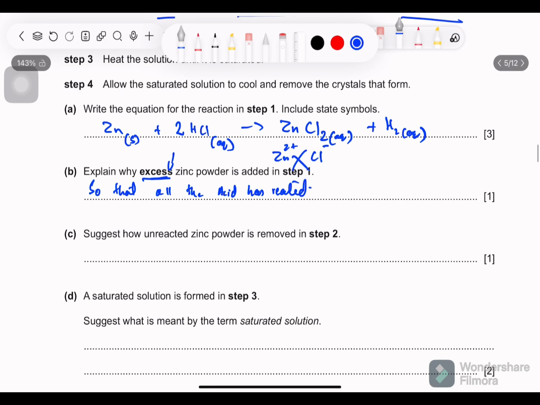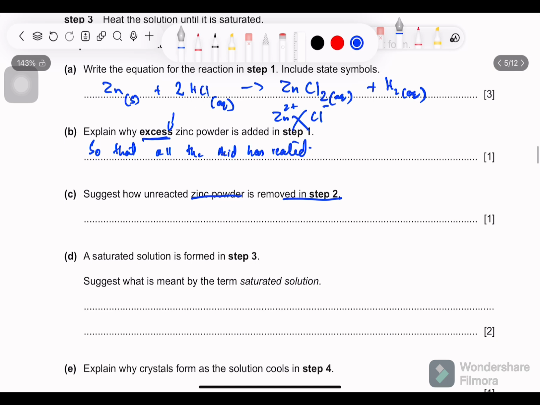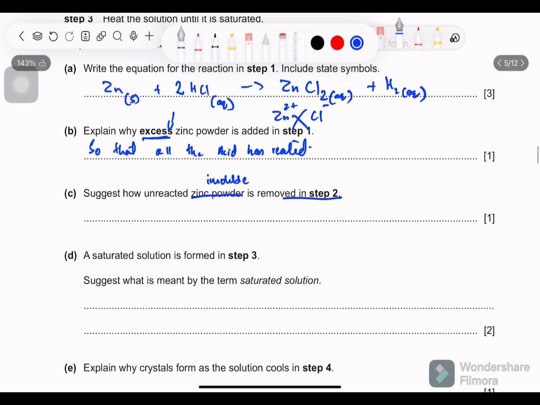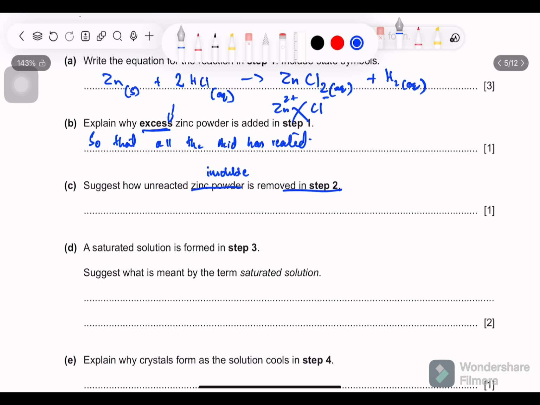Next, suggest how unreacted zinc powder is removed in step 2. So it's zinc powder which is insoluble in water. So insoluble substances are separated by filtration.